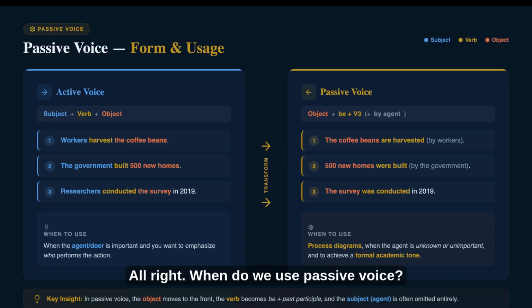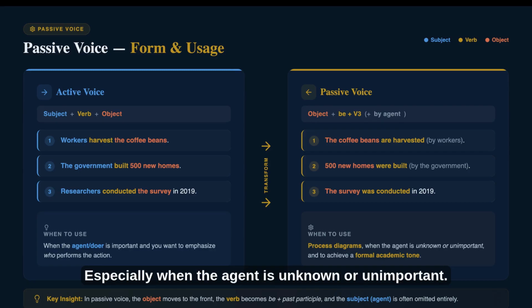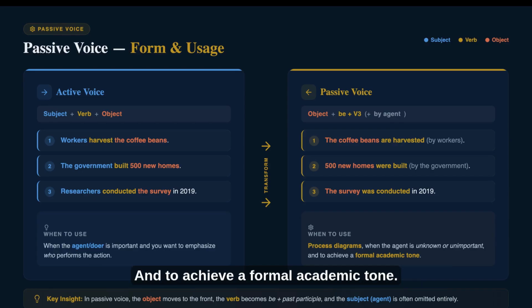Alright, when do we use passive voice in your IELTS academic writing task 1? Well, we use it with the process diagrams, or in other words, to describe the process diagrams, especially when the agent is unknown or unimportant, and to achieve a formal academic tone, and also, of course, to get a higher band score.